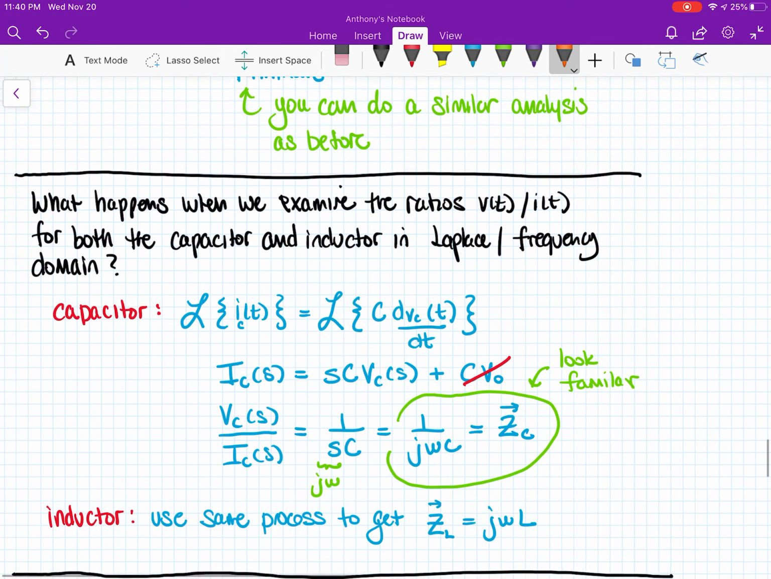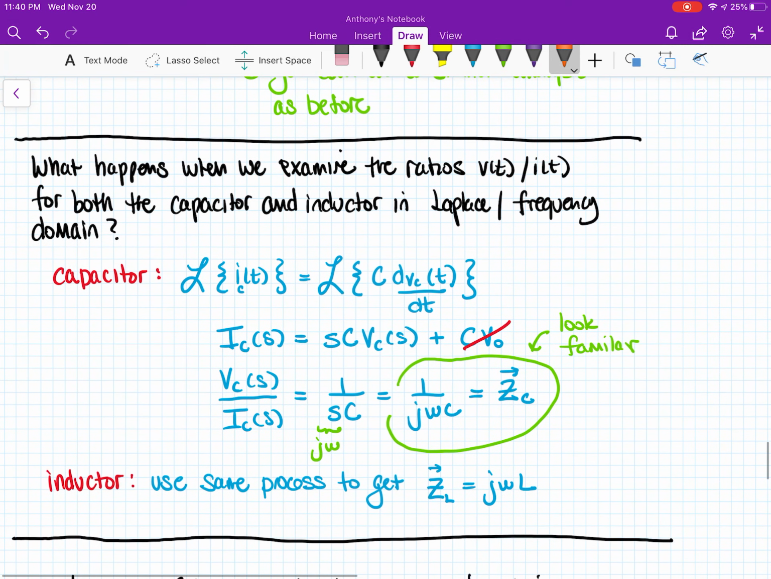Now, the next question I want to ask is one that takes us back to our work on AC analysis. What happens when we examine the ratio of V to I, which is equal to Z, for both the capacitor and the inductor in the Laplace or the frequency domain? In order to do that, I take the V-I relationship for the capacitor, and I take the Laplace transform of both of them.